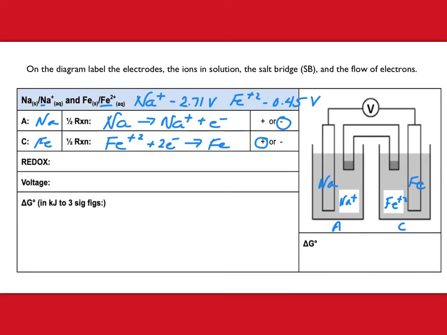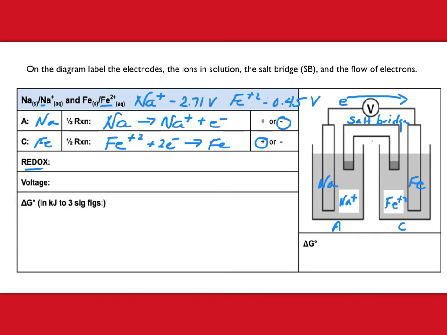Now notice off to the right, what I've done is written the sodium as the anode with sodium ions in solution, and iron as the cathode with iron in solution. The salt bridge is connecting the 2 half cells together, and the electrons will flow from the anode to the cathode. Now when we balance this redox reaction, notice that we're going to have to double up on the sodium.